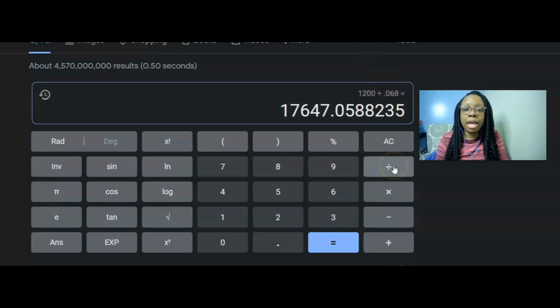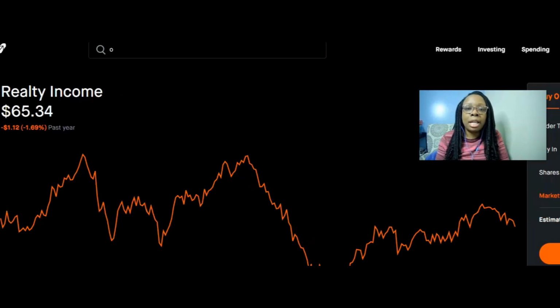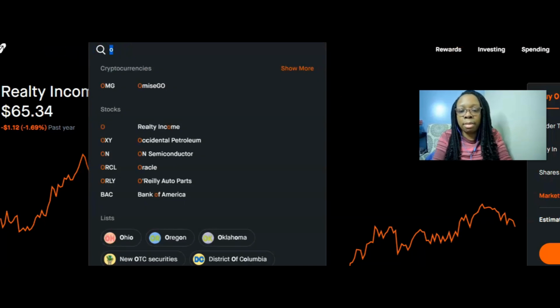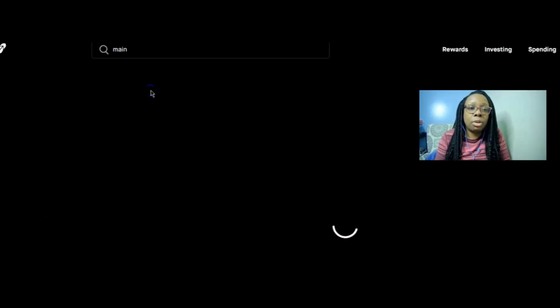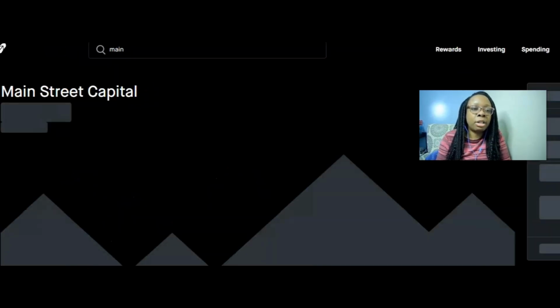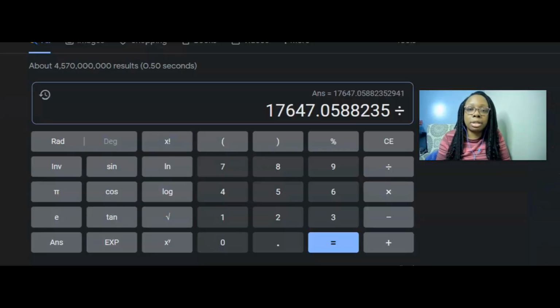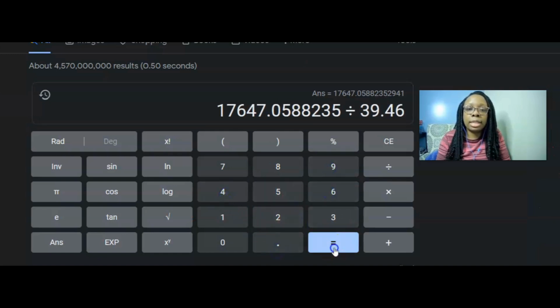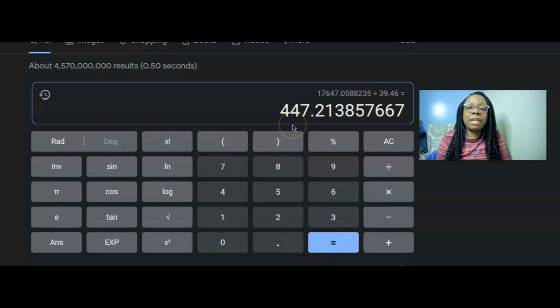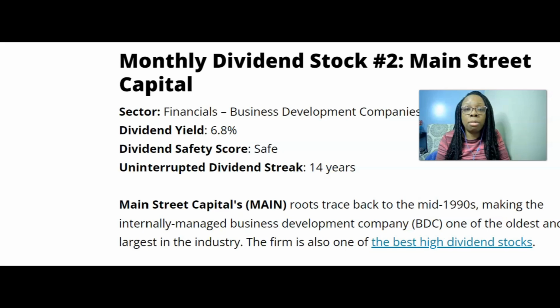How many shares is that, you ask? Well, let's divide. Let's come to the market and see what Main is doing today. What's the current price? Oops, hold on. $39.46. Okay? $39.46. 447 shares you need to have. So again, you don't have to invest as much, about $18,000 compared to Realty Income, and you need about 447 shares.